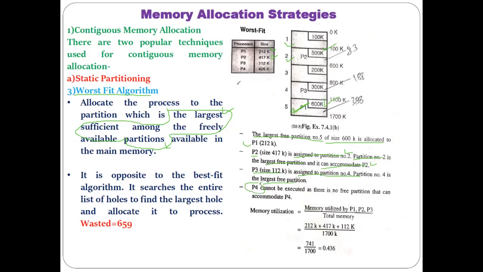Now P4, you can see the P4 size is how much? 426K. Now it cannot be executed because there is no free partition that can accommodate P4. There is unused space available which has a size more than 426K, but that unused space is not contiguous. That comes under the category of external fragmentation.